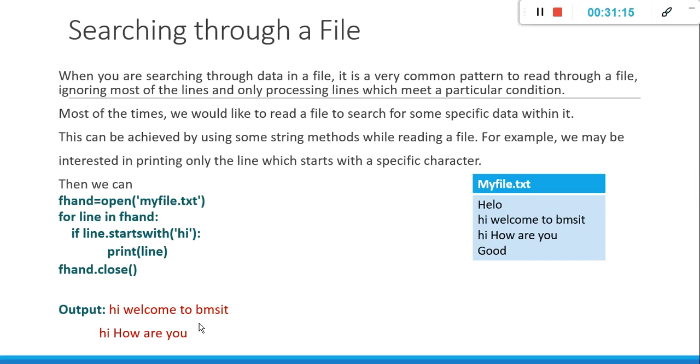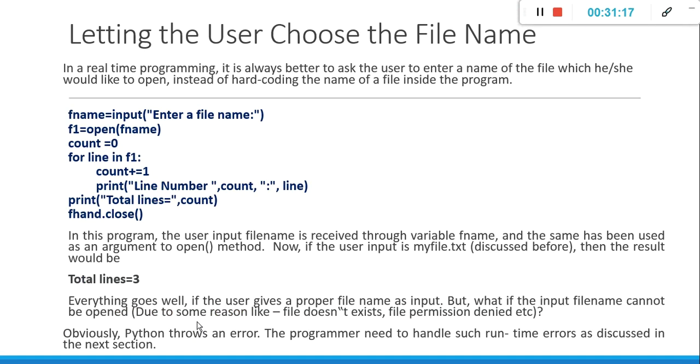Okay. So next we will move on to the next topic, letting the user choose the file. So I want to create a new file, or I want to open a file. Rather than giving it in the predefined code, we will allow the user to enter the file.